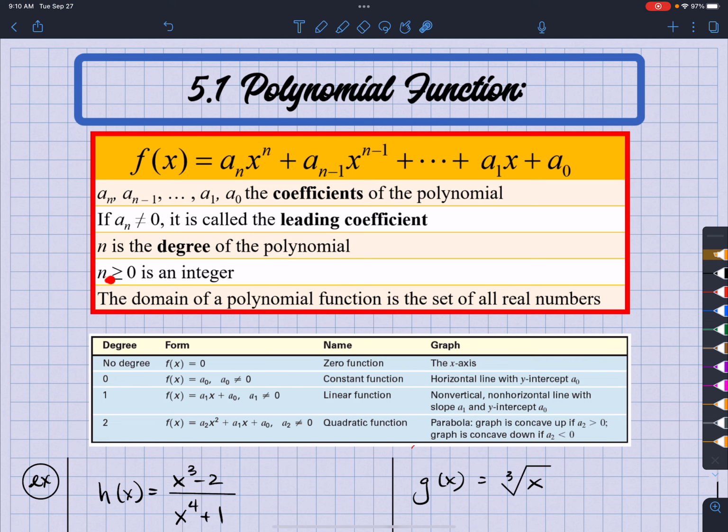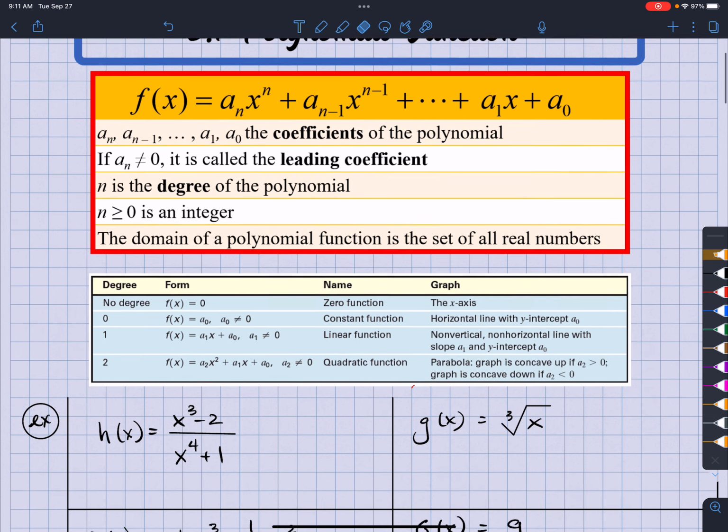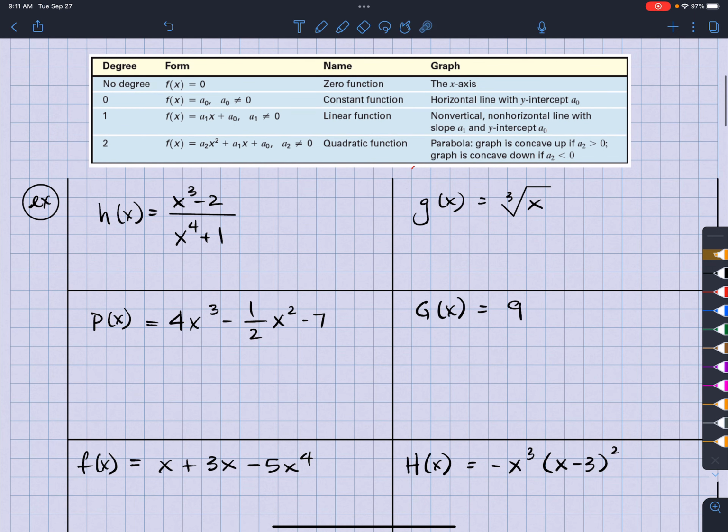Now, what I want you guys to notice is that all the powers or exponents have to be positive or equal to 0, and it has to be an integer. So it can't be negative, it cannot be a fraction, it cannot be a radical. It has to be an integer, and it has to be positive or 0. Like I showed you over here, this is x to the 0, so that is legal.